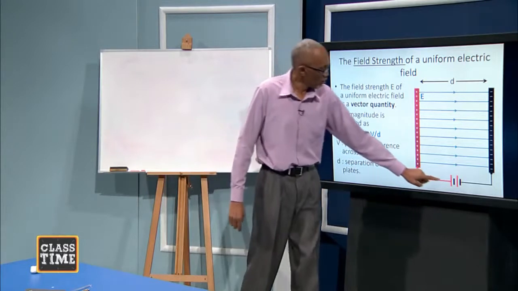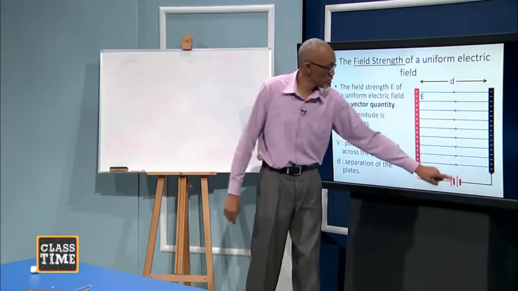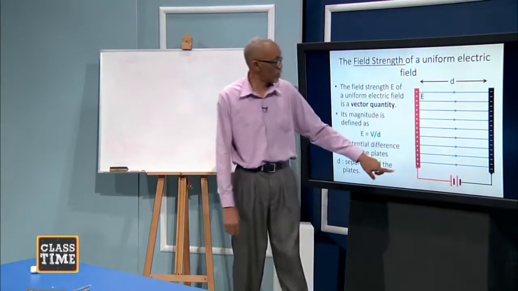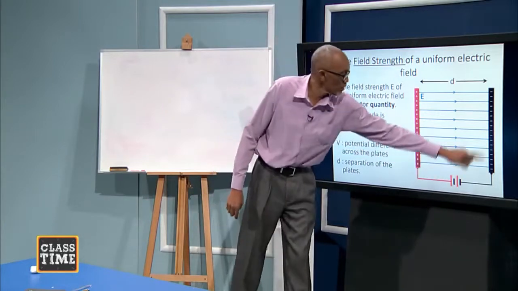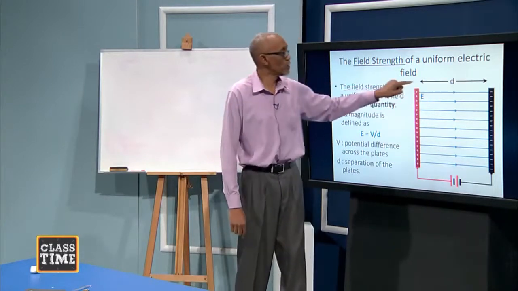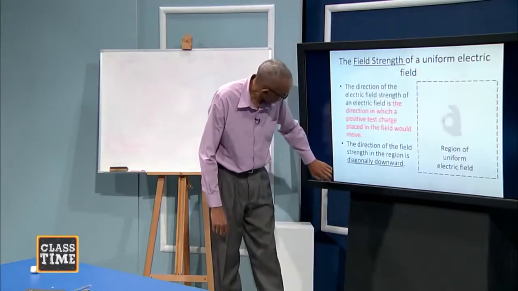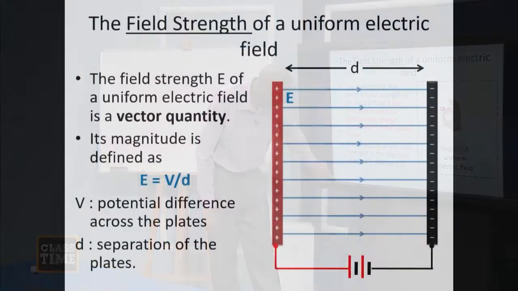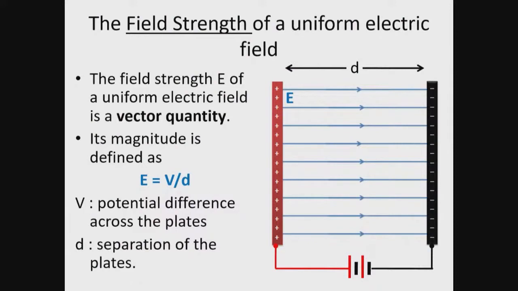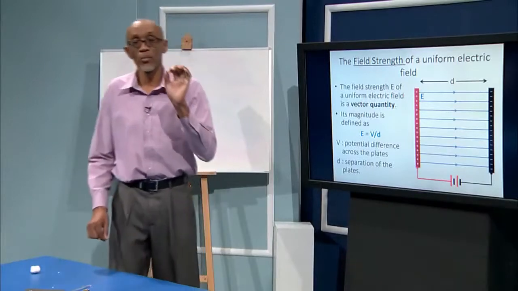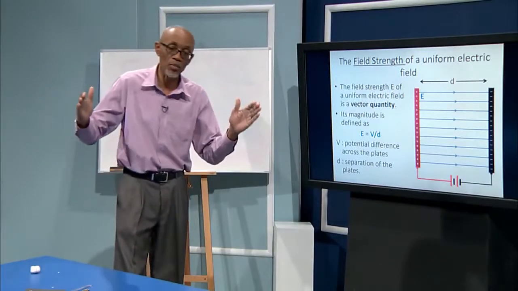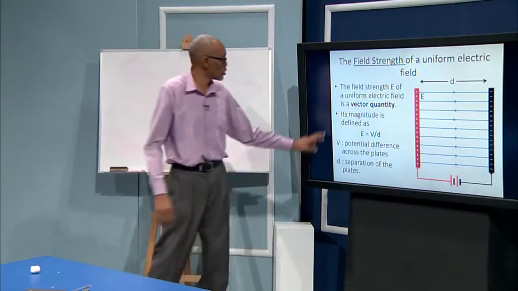So if we connect a source of potential across the two plates, this one positive and that one negative, and the plates have a separation d, then we have the potential and the plates, and so we have our uniform field. This is how the magnitude of the field is determined. It is the potential difference across the plates divided by the separation of the plates.